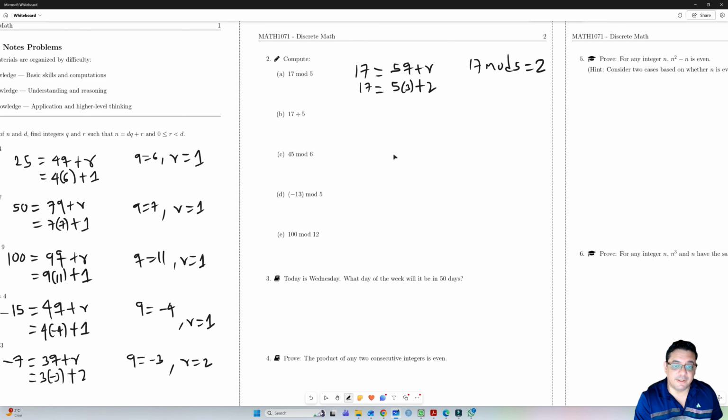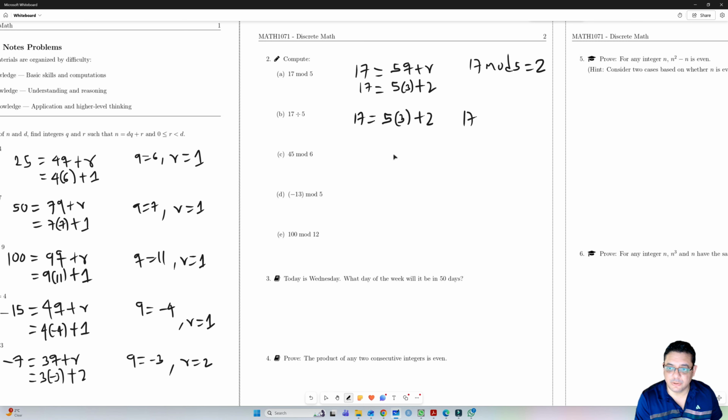Now, 17 div 5, and notice that here we're talking about the integer part, so we'll go with 17 divided by 5. And so here we get 3, plus 2 as the remainder, right? So the same representation.